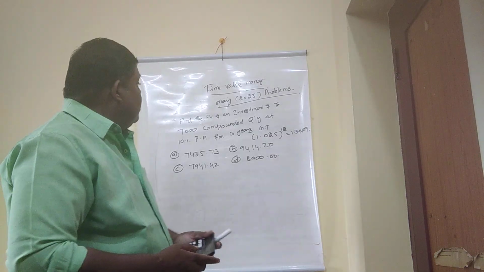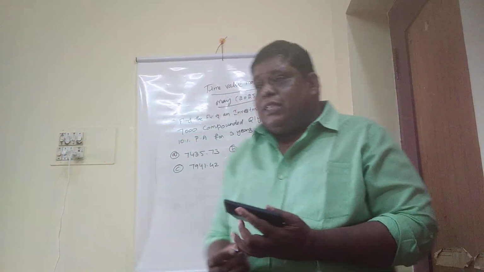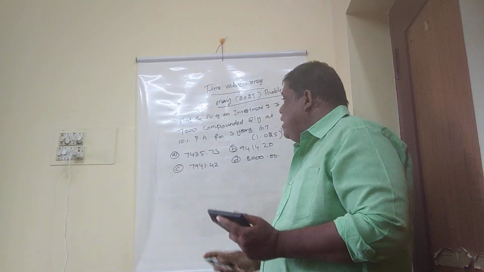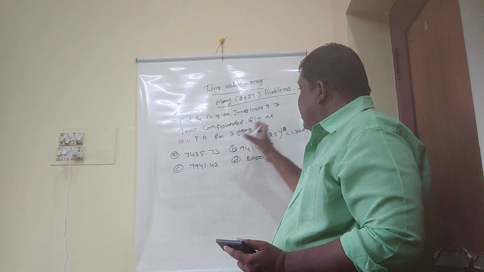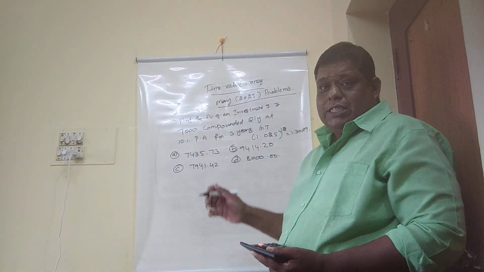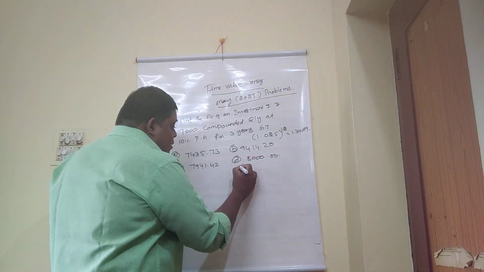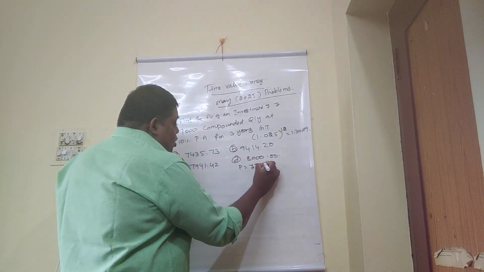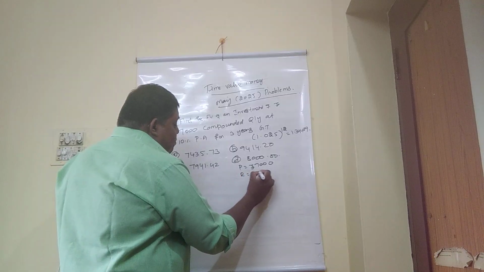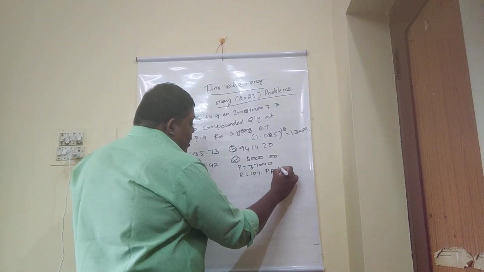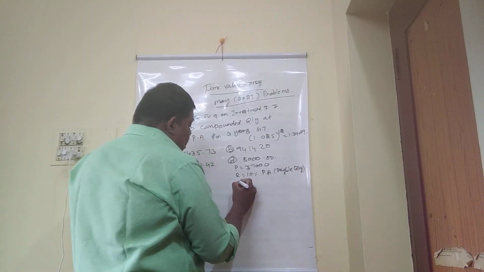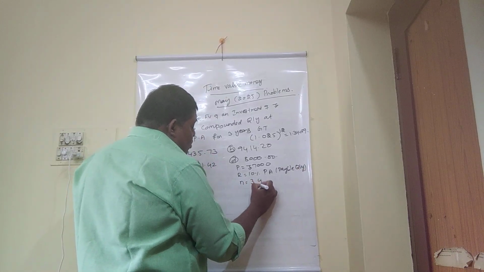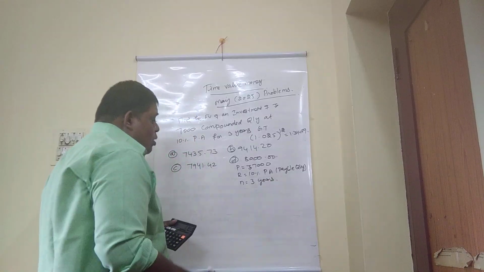So now the question is find the future value of an investment. The investment value is rupees 7,000, compounded quarterly at 10% per annum for 3 years. So in the given question, P is equal to rupees 7,000. Rate of interest is 10% per annum, payable quarterly, and n is equal to the number of years, equal to 3 years.